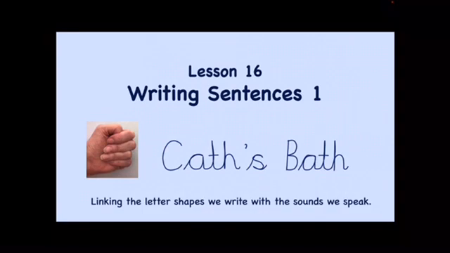They build into a story about Kath's bath. It is a very unusual bath, and you'll find out as we write the sentences. But remember, you don't have to write all the sentences. You can do a few and come back to do a few more, if that suits you better.